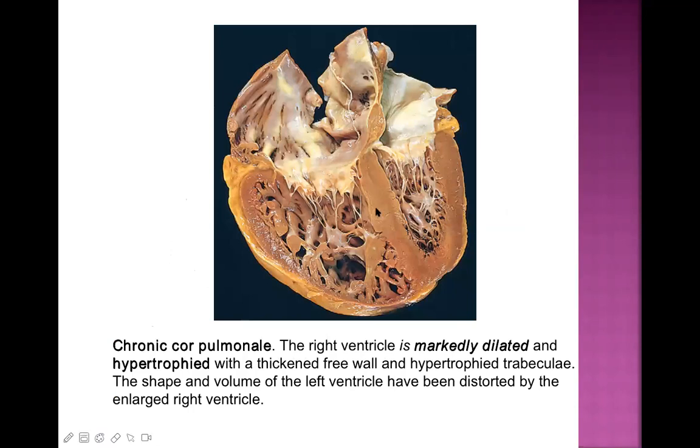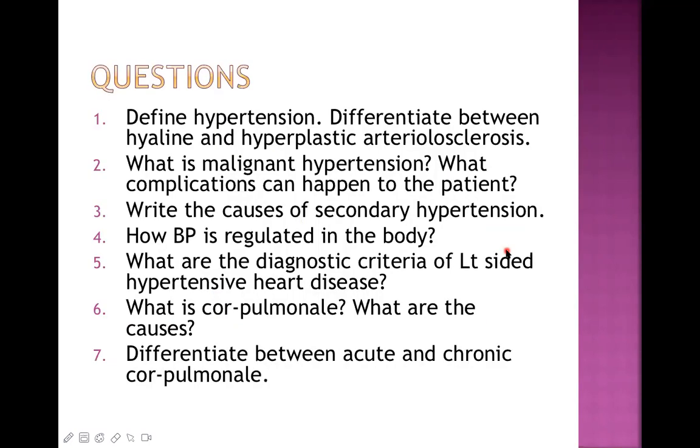Now look at this picture here. Now I am focusing on the right side of the heart. See here, this is the right side of the heart. Now it is dilated already, markedly dilated. Look at how big the chamber is, and hypertrophied also. So this is called cor pulmonale. At the end, please go through these questions and solve them.